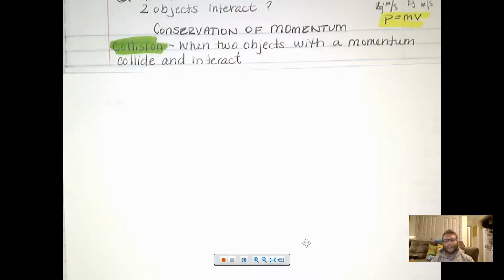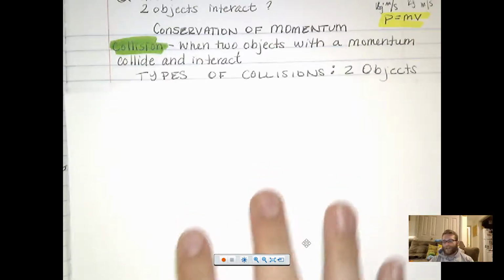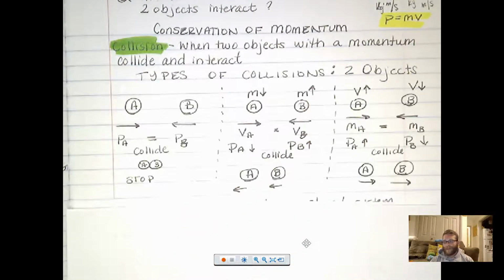And we're going to be looking at the relationships of momentum, in its components of mass and velocity, and what those do as two objects interact. So go ahead and follow along with me as I go through these three diagrams that I drew out of how objects interact when they collide.